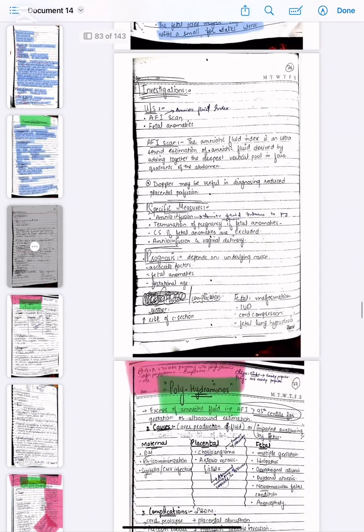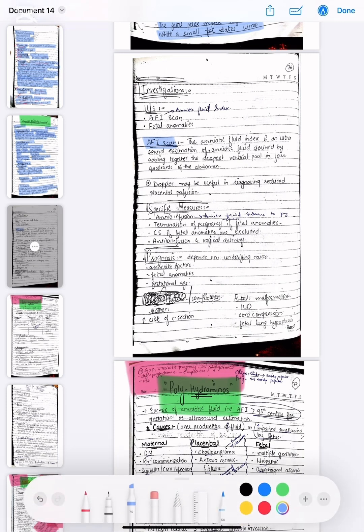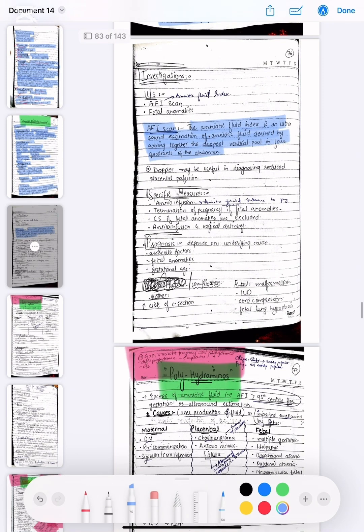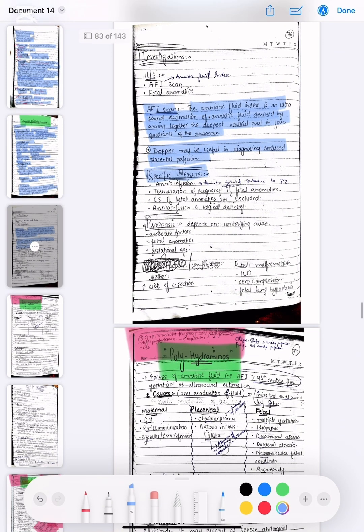So the amniotic fluid index scan is an ultrasound estimation of the amniotic fluid derived by adding together the deepest vertical pool in four quadrants of the abdomen, and the Doppler may be useful in diagnosing reduced placental perfusion. The specific measures are amnioinfusion, that is amniotic fluid to introduce, and termination of pregnancy for fetal anomalies, and CS if fetal anomalies are excluded, and amnioinfusion and vaginal delivery.